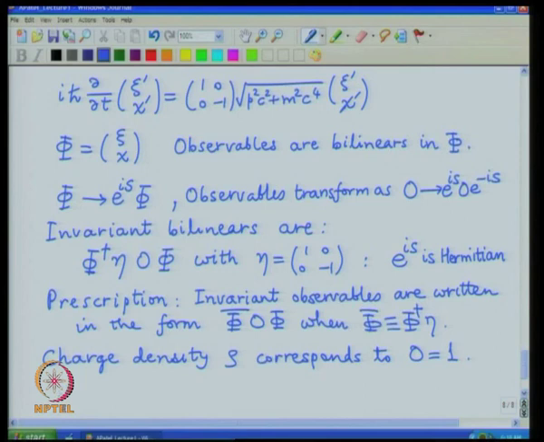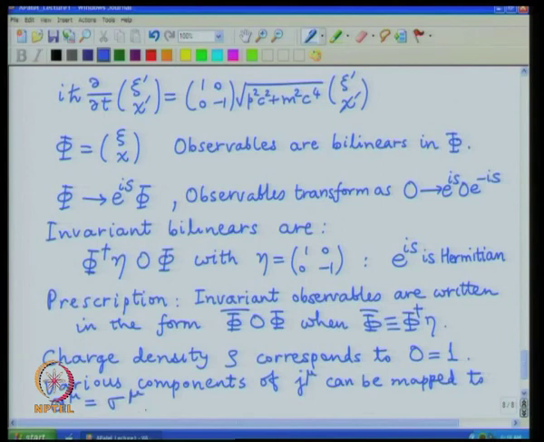And in general, all the other components, so various components of the so called current, they can be mapped to the various operators which I will label just as the Pauli matrices sigma mu, where sigma 0 is identity and sigma are Pauli matrices.